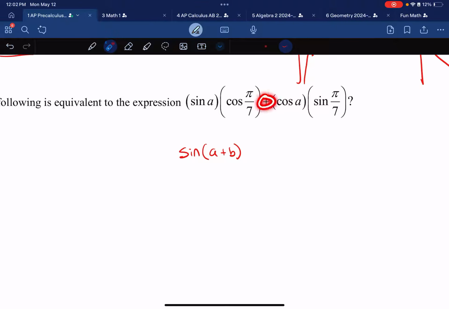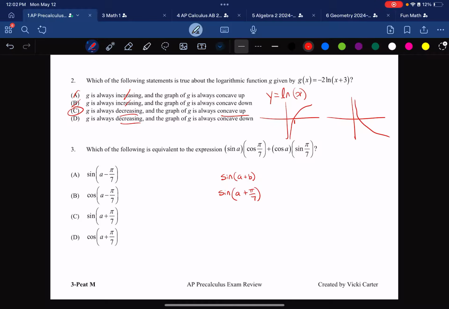Because I have a plus sign here, sine, the S stands for same, meaning I have the same sign here. It's a plus and not a minus. So I know that I'm going to be adding these two angles together. So I know that my answer is going to be the sine of my first one, which in this case is just A, plus the other angle, the second angle here is pi over 7. Pi over 7, and therefore the correct answer here is C, A plus pi over 7.